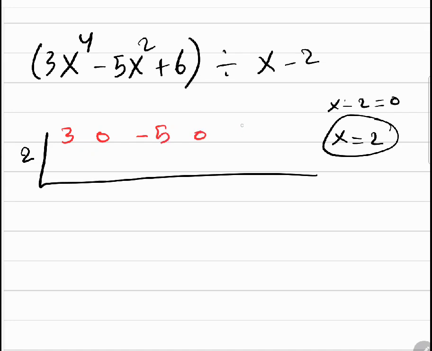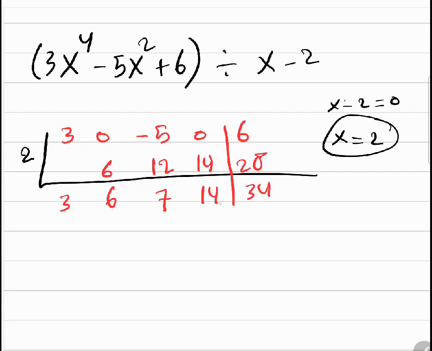So let's bring down the 3. 2 times 3 is 6. 0 plus 6 is 6. And then 2 times 6 is 12. Negative 5 plus 12 is 7. 2 times 7 is 14. 0 plus 14 is 14. And then 2 times 14 is 28. 6 plus 28 is 34.